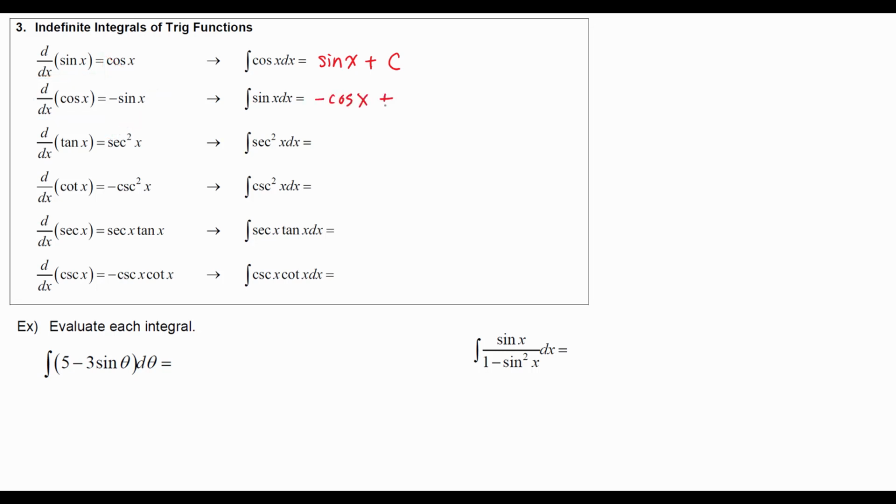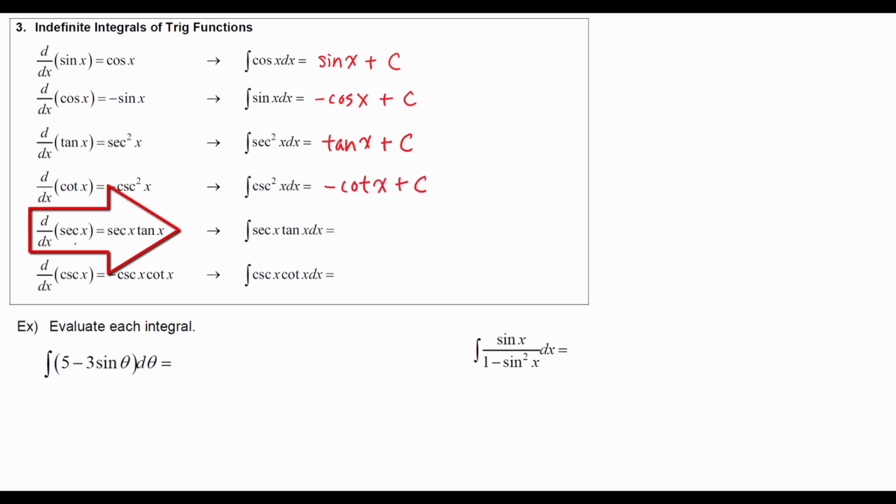Now, since the derivative of cosine is negative sine, the integral of sine x will be negative cosine x plus c. And the derivative of tangent is secant square. We don't know the integral of secant, but we do know the integral of secant square. And that will be tangent x plus c. And the derivative of cotangent x is negative cosecant square x. So the integral of cosecant square x will be negative cotangent x plus c.